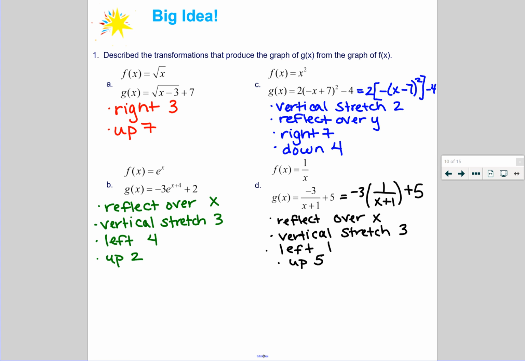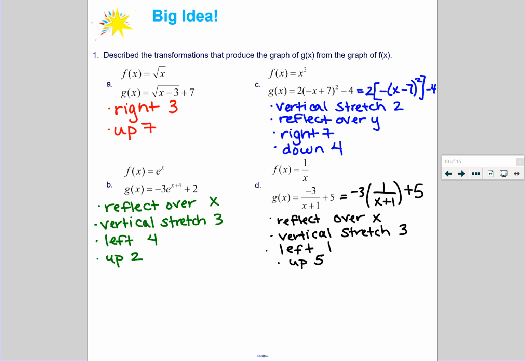Okay, so mine goes A, B in the first column, C, D in the right column. So for A, you should have right 3 and up 7. For B, you should have reflect over the x-axis, vertical stretch of 3, and then in exponential functions, anything inside the exponent is considered inside the parent function. So that plus 4 moves it left 4. That's like our C value in this problem. And then the plus 2 moves it up 2.